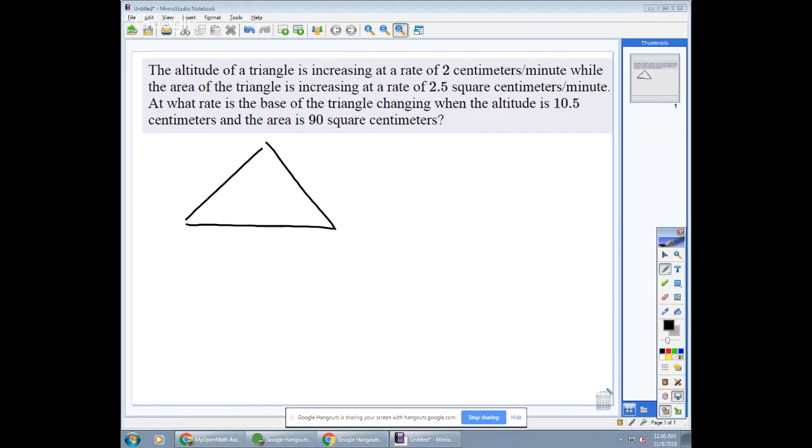Not tracking right for some reason. Altitude, we'll call that H for altitude. And we have area. So area of a triangle is 1/2 base times height. And we don't really have enough information to get rid of a variable, so we're stuck with 3 variables. But we have enough other information so that when we plug in, we'll be okay.